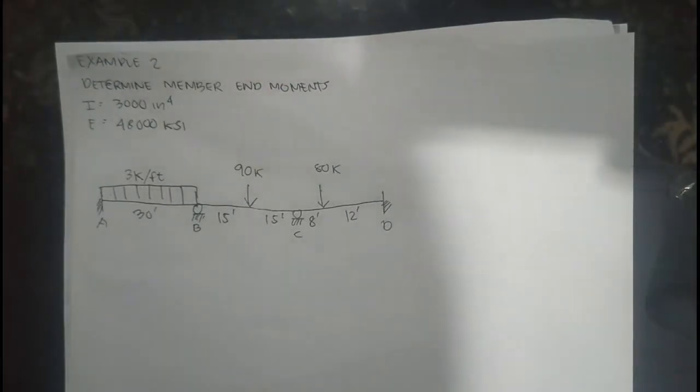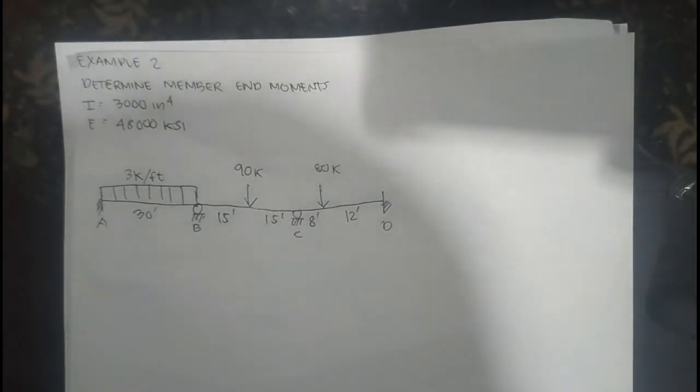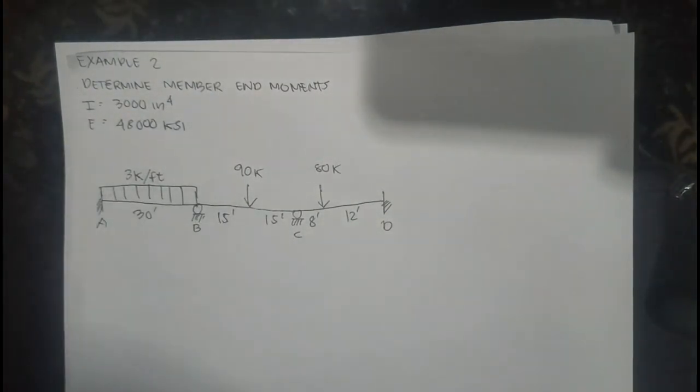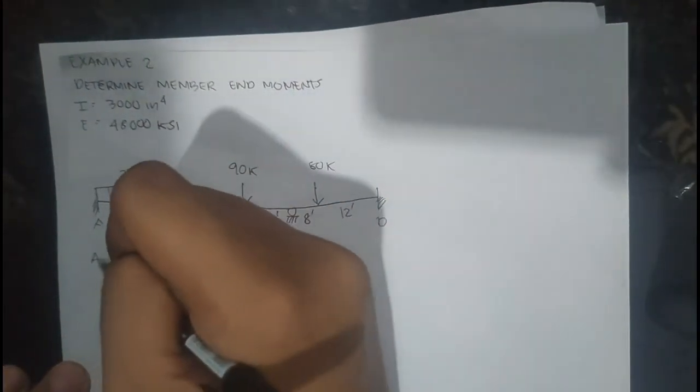So next example, determine member end moments. Given I equals 3,000 inch^4 and E equals 48,000 ksi. So this is the illustration we will solve now. Example number 2. First thing again to do is to get the relative stiffness.